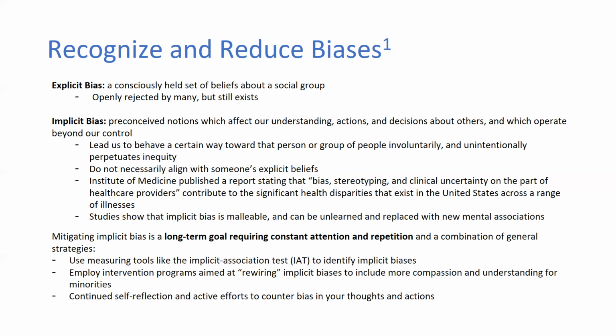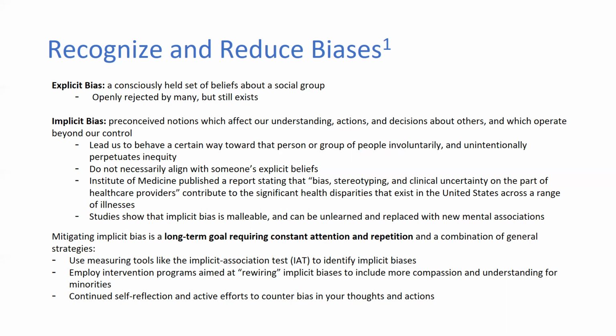Now, it's important to recognize that these implicit biases might not, and usually don't, align with someone's explicit beliefs and biases. So you may not be aware of your implicit bias, and that's why it's important to do a lot of self-reflection and exercises that allow you to recognize the implicit biases that you have so that you can then combat them.